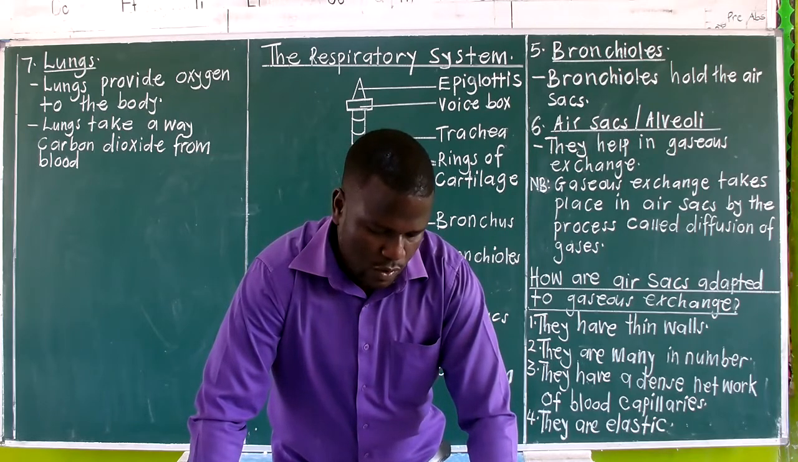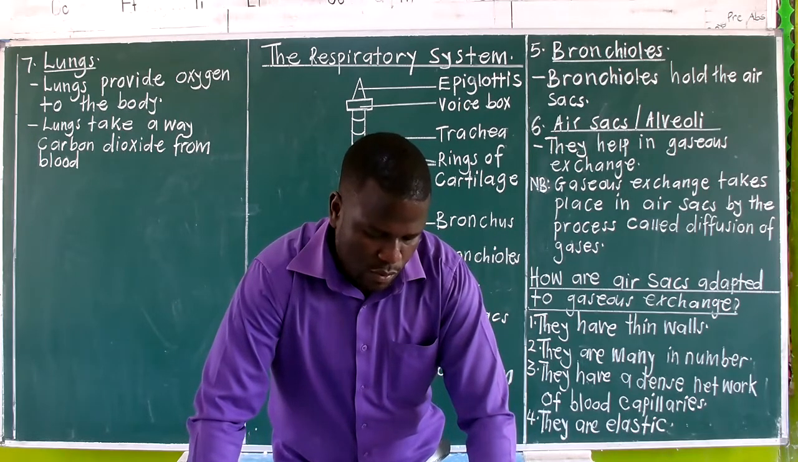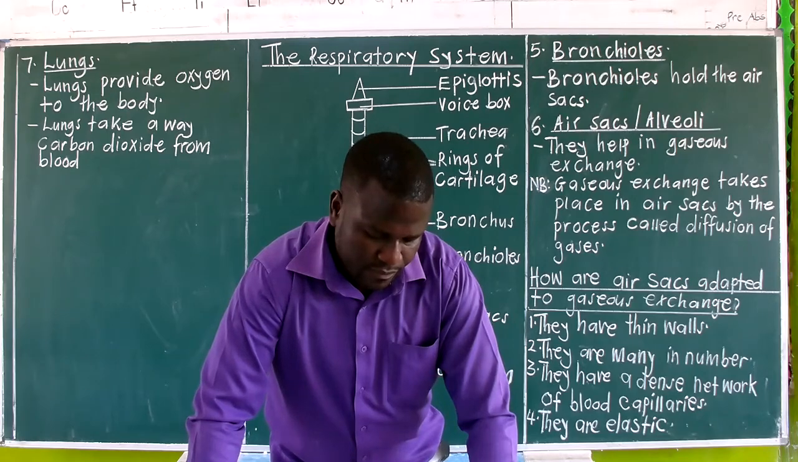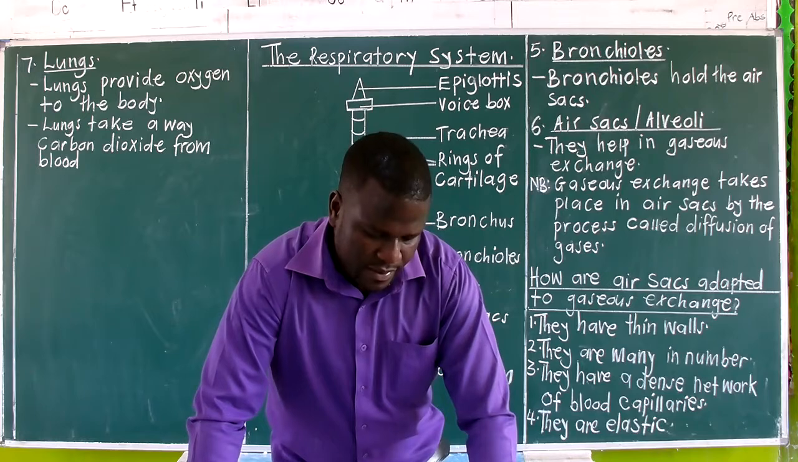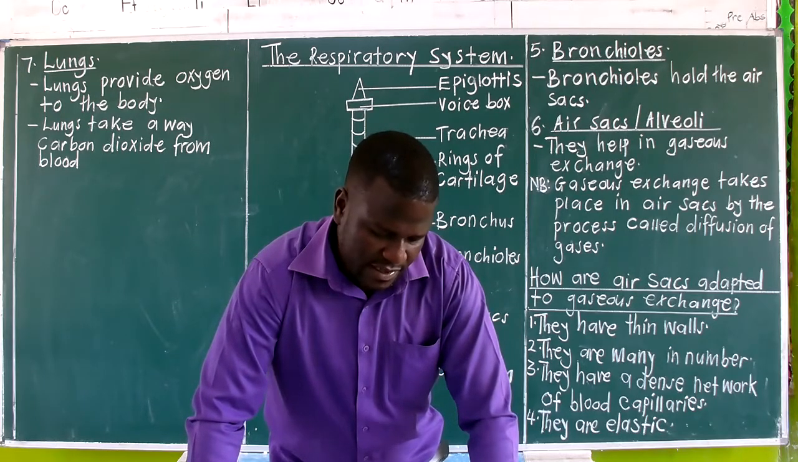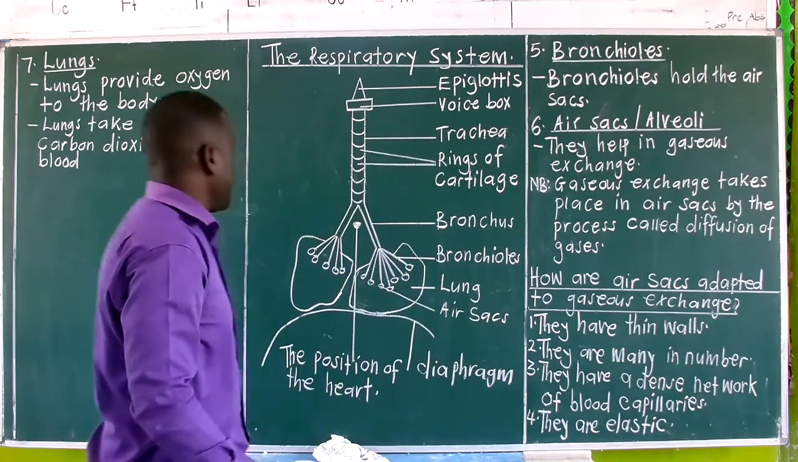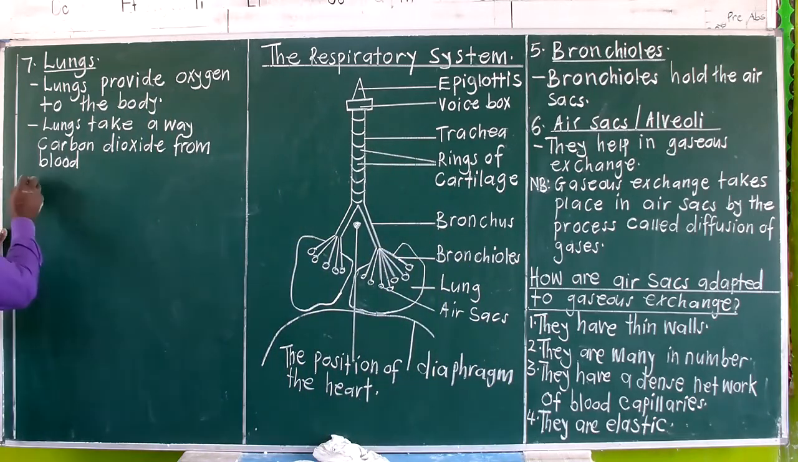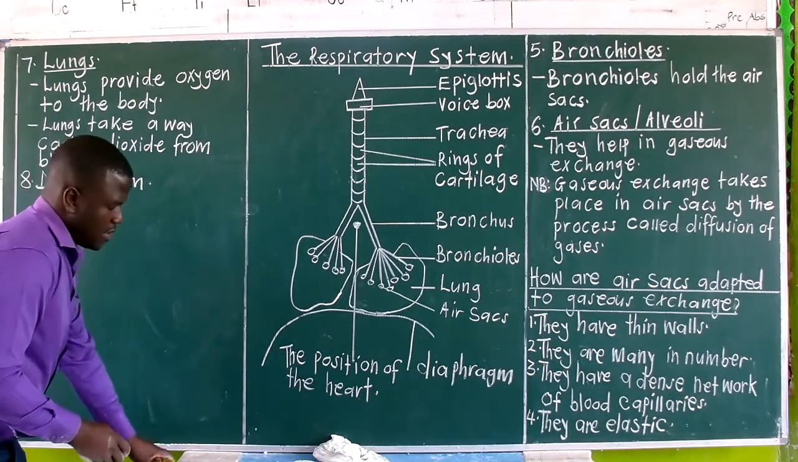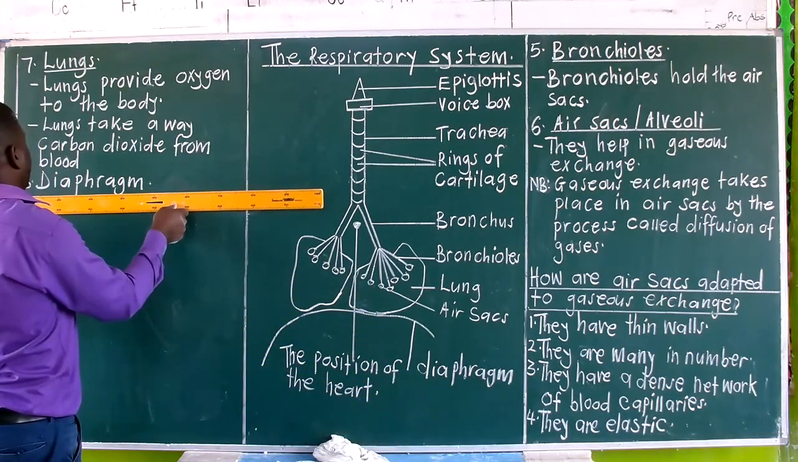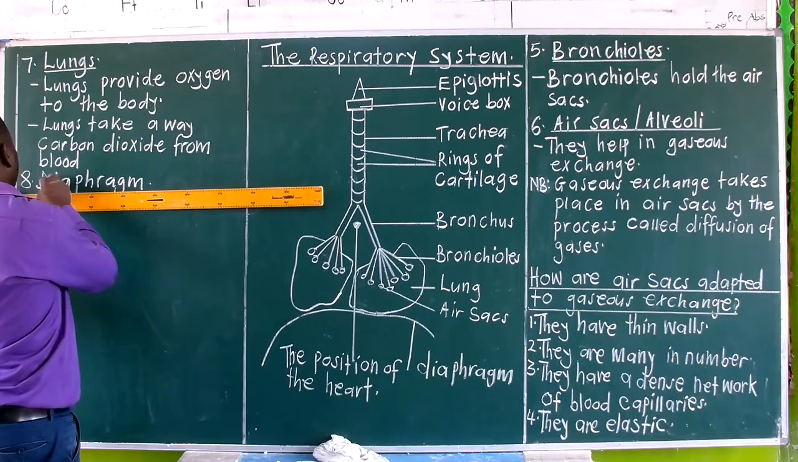Then we have what you call bronchus or bronchi. Then we have what you call diaphragm. Diaphragm, it separates the chest cavity from the abdominal cavity.